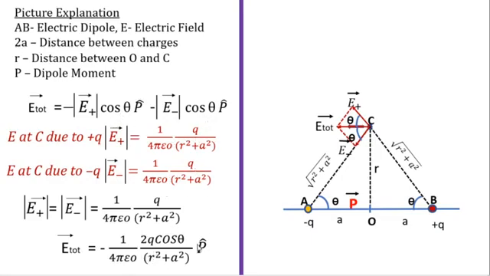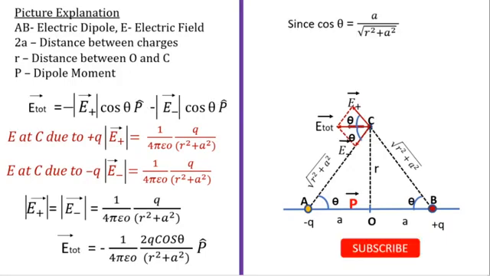What is cos theta? See here in this triangle OBC, theta is here, and what will be the value for cos theta? Adjacent side by hypotenuse. So adjacent side is A and hypotenuse is root of R square plus A square. And so cos theta is adjacent side A divided by root of R square plus A square.